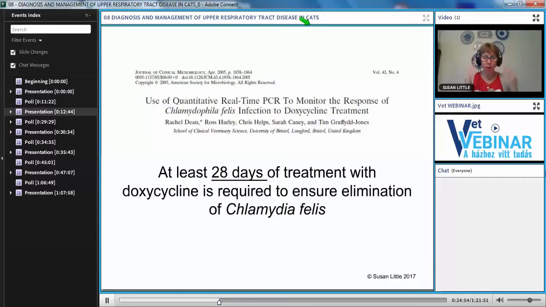And we have to remind owners about that because they will see the clinical signs clear up before the 28 days. And we have to make sure they understand that even though the clinical signs have improved, we want to do the full 28 days to have the best chance at eliminating the organism. It's not an easy organism to eliminate. So it's important to make sure owners understand that when we prescribe doxycycline for treatment of chlamydia.